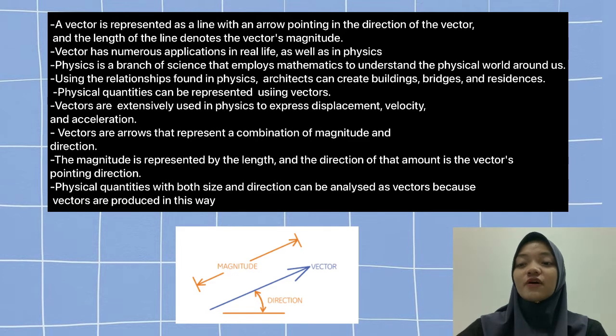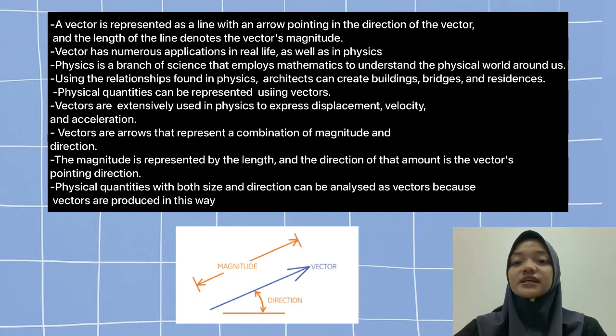Using the relationships found in physics, architects can create buildings, bridges, and also residences. Physical quantities can be represented using vectors, and vectors are extensively used in physics to express displacement, velocity, and acceleration. Vectors are arrows that represent a combination of magnitude and direction. The magnitude is represented by the length, and the direction of the quantity is the vector's pointing direction. Physical quantities with both size and direction can be analyzed as vectors.